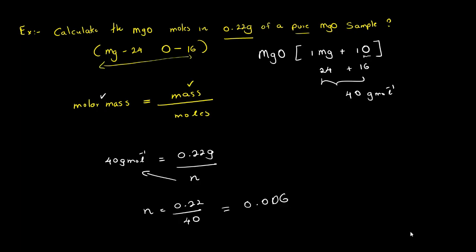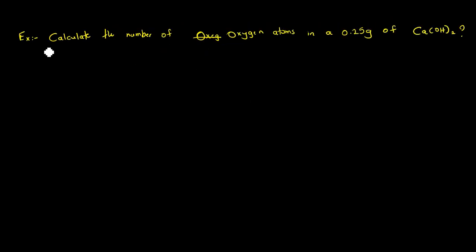Let me check it here. Yeah, sorry, it's not 0.6, it's 0.0055. Now what's the unit? We are calculating the moles, right? So the unit should be moles. This is the answer. I hope you get the idea about how we can apply this molar mass in our normal day-to-day calculations. Now let's look at this one.